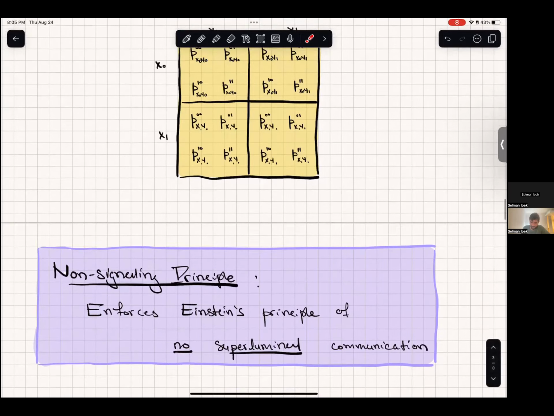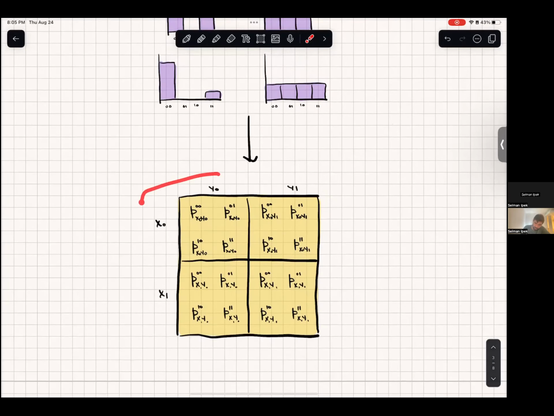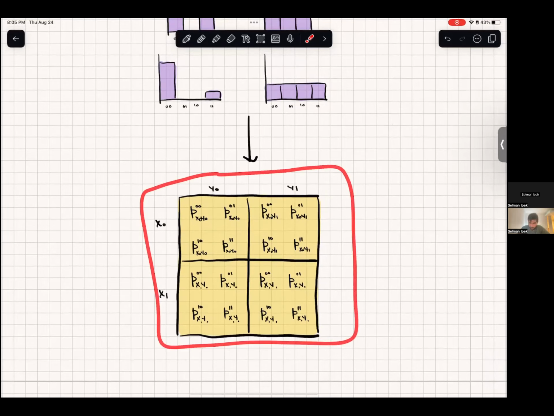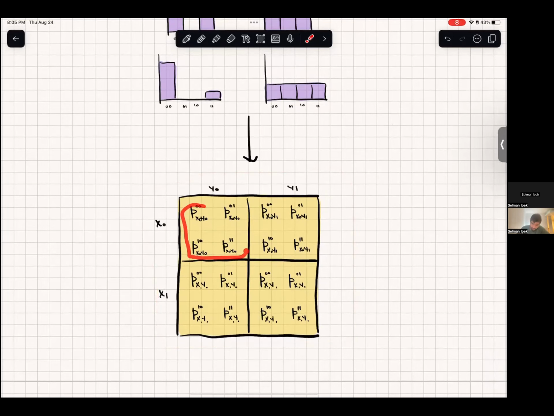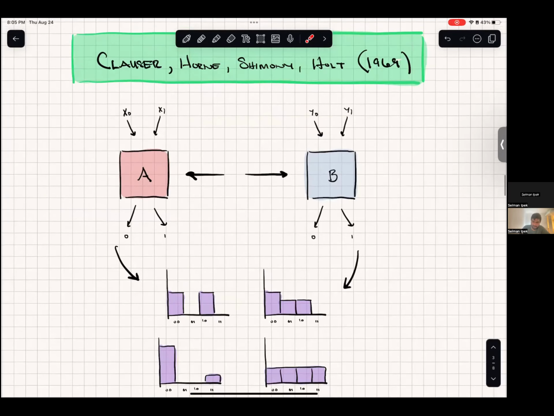More or less, the idea is the following: I can't just have any old numbers appearing in here. Of course, each of these cells is a probability distribution that sums to 1, but we have additional constraints as well. Namely, that these parties, Alice and Bob, are distant from each other.